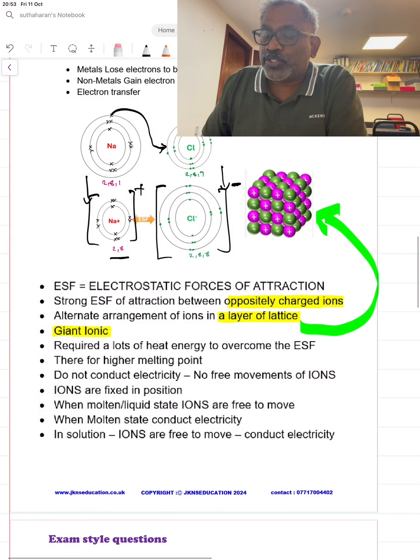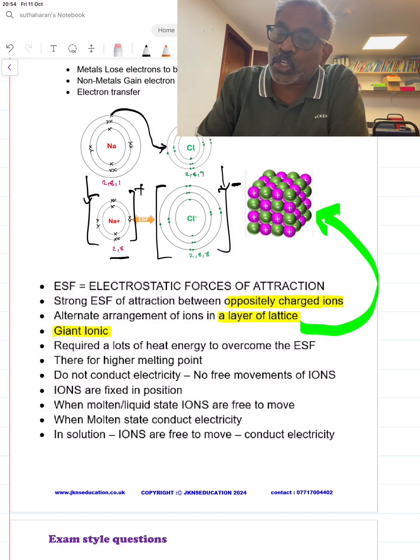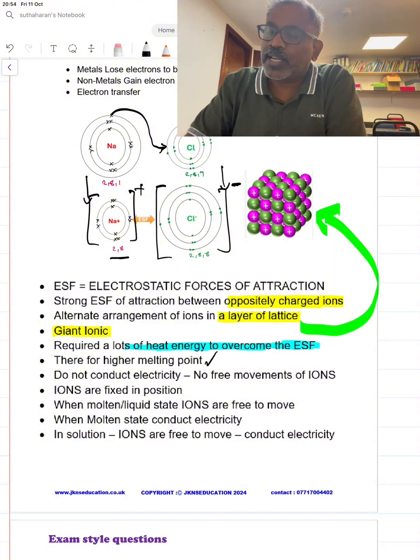Because lots of positive and negative ions are arranged in a layer of lattice, it requires lots of heat energy to overcome the electrostatic force. For that reason, it has a very high melting point.